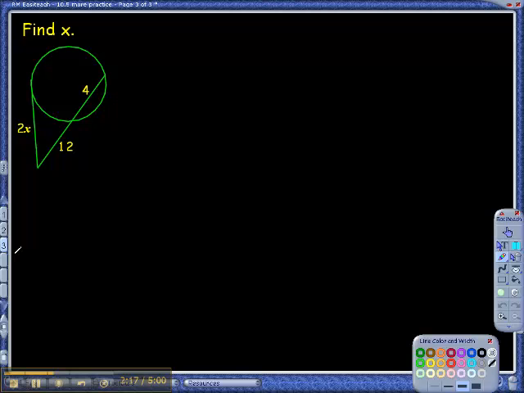Now, the last one that we have here, notice that we've got a tangent segment and a secant segment. The relationship that exists between these is that the whole secant segment times its external part, so our whole 4 plus 12, which would be a 16, times its external part, 12. That whole secant times its external part should equal the tangent segment squared, which is 2x times itself, 2x.